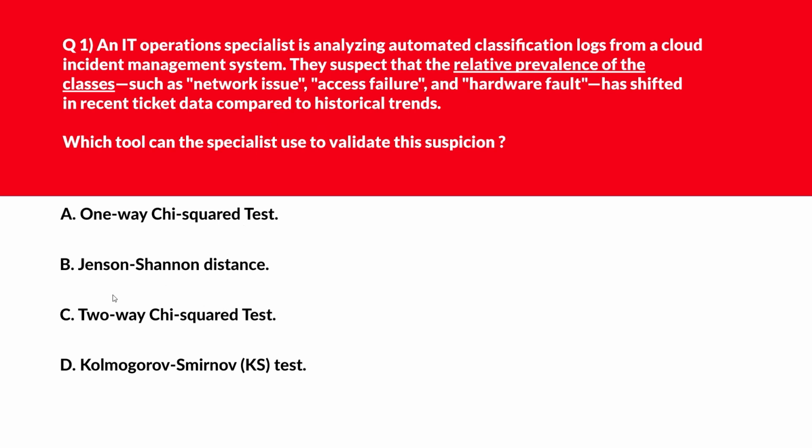We can keep it. Option B says Jensen-Shannon distance. Jensen-Shannon distance measures divergence between two probability distributions, making it useful for quantifying similarity but not for statistical testing of categorical frequency changes, what we are looking for. Option B is therefore out.